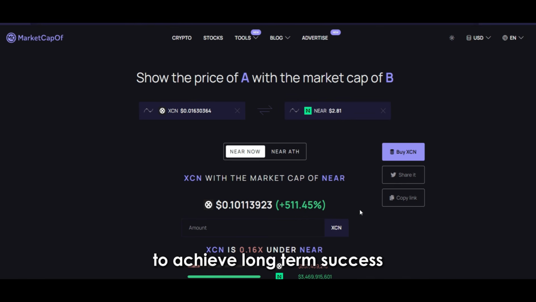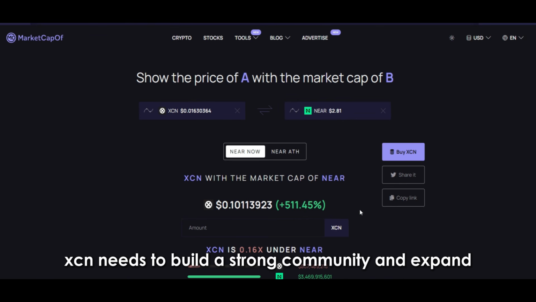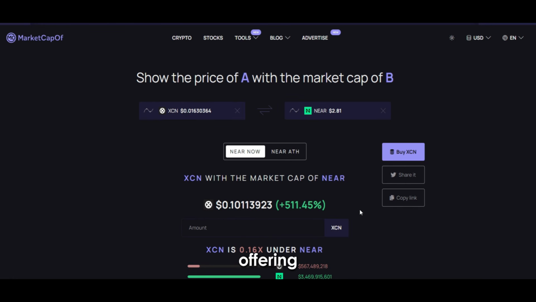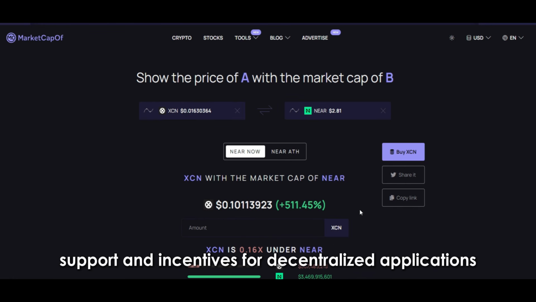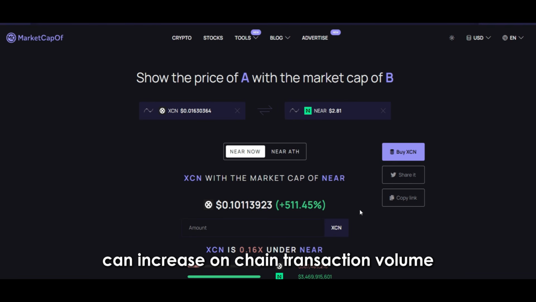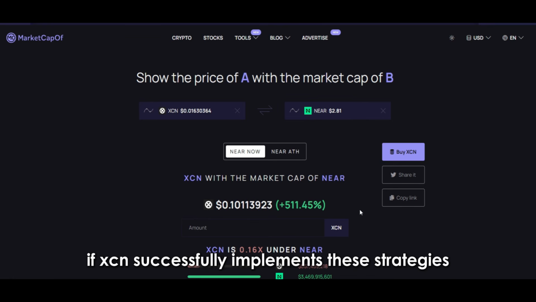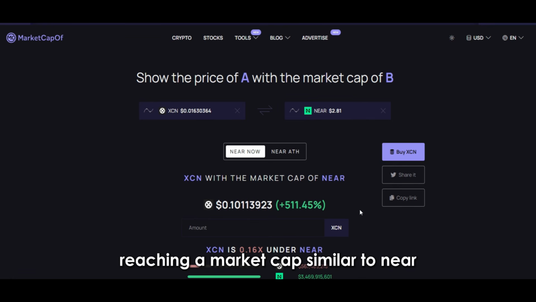To achieve long-term success, XCN needs to build a strong community and expand its developer ecosystem. Additionally, offering support and incentives for decentralized applications can increase on-chain transaction volume and create a more solid foundation. If XCN successfully implements these strategies, reaching a market cap similar to NEAR may no longer be just a dream.